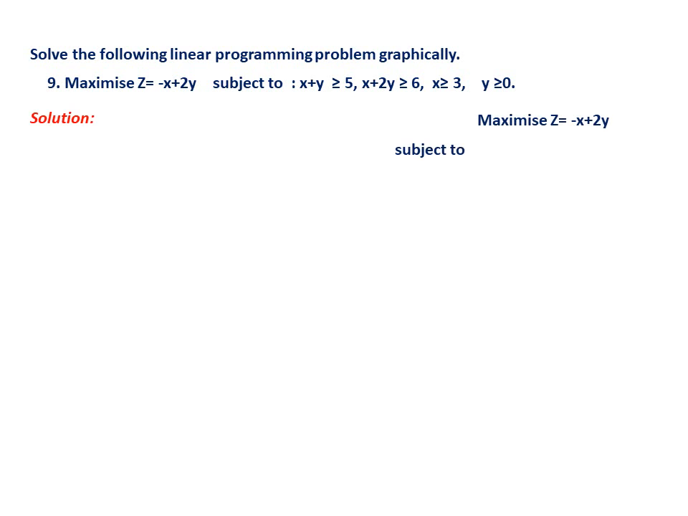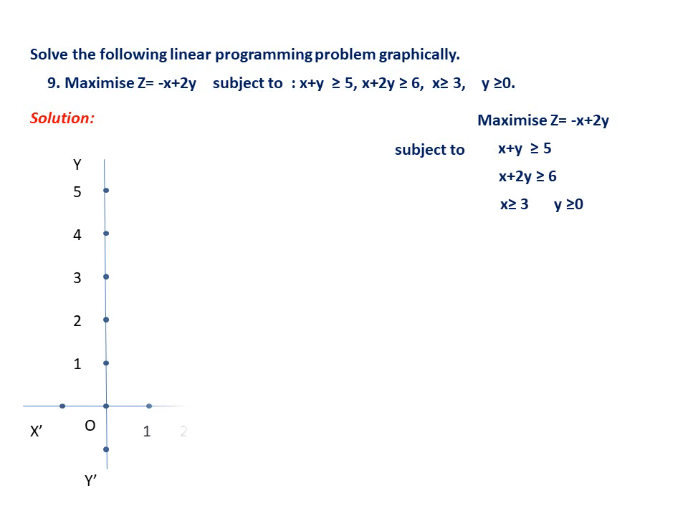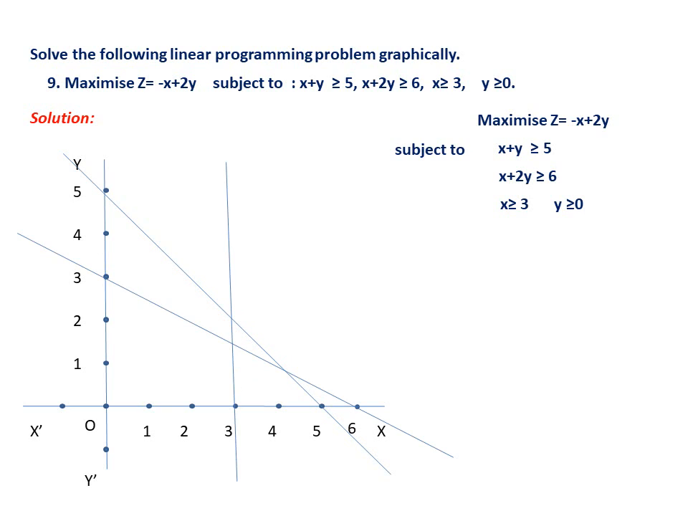So maximize z equal to minus x plus 2y subject to these conditions. So here there are three constraints actually. One is x plus y more than or equal to 5, x plus 2y more than or equal to 6. Another one is x more than or equal to 3. Not x more than 0, but x more than or equal to 3. So first you have to draw like this.